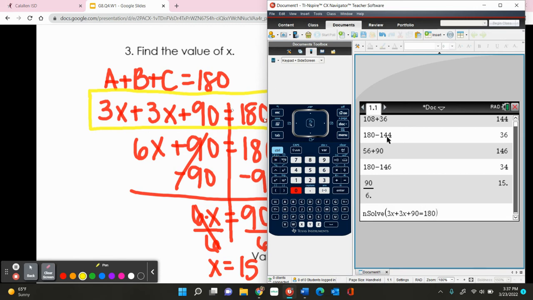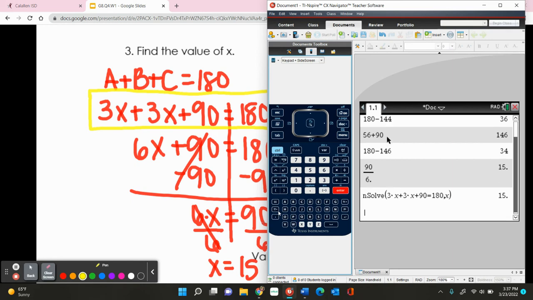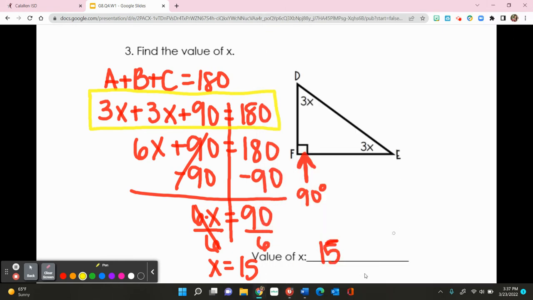Before you press enter, you have to put a comma. And the comma is right down here next to the letter O. And then you have to tell your calculator what variable you are solving for. So in this case, our variable is x. Pressing enter here, you do see that we get 15. So here the value of x again is going to be 15.